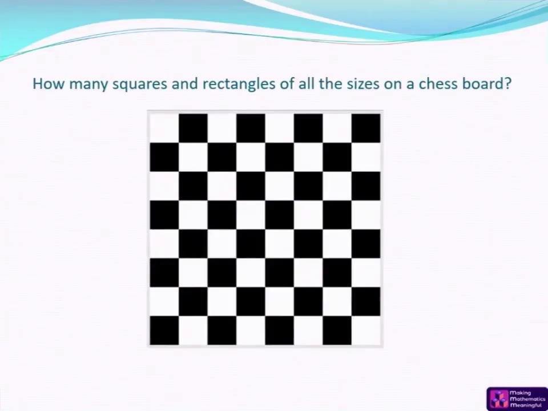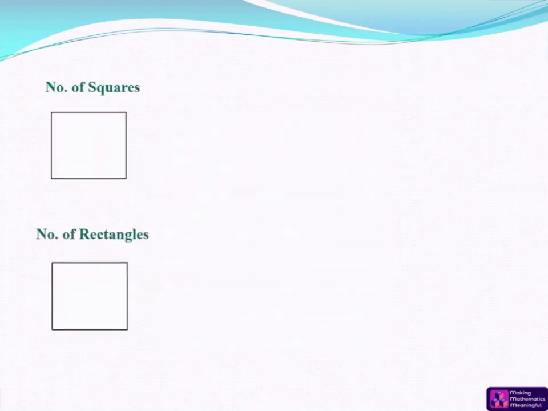Well, how many squares and rectangles of all the possible sizes are on a chessboard? It is really a very challenging task if we go about counting the number of squares and rectangles on this chessboard. So let's understand this in a simpler manner. Let's begin with a 1 cross 1 grid, which simply means we are given a square having only one row, one column. So the total number of squares in this figure is 1.